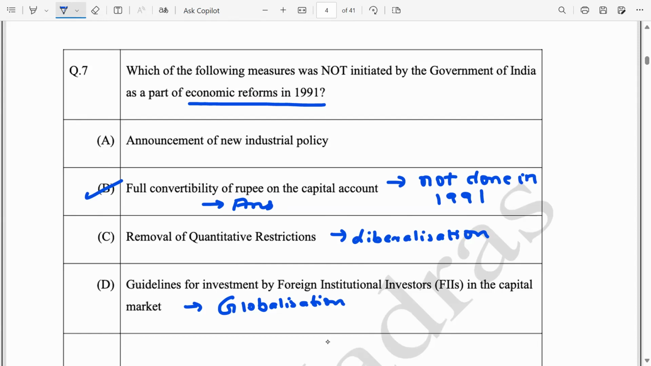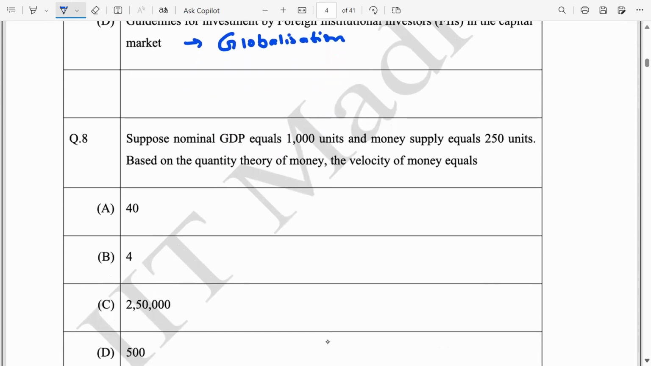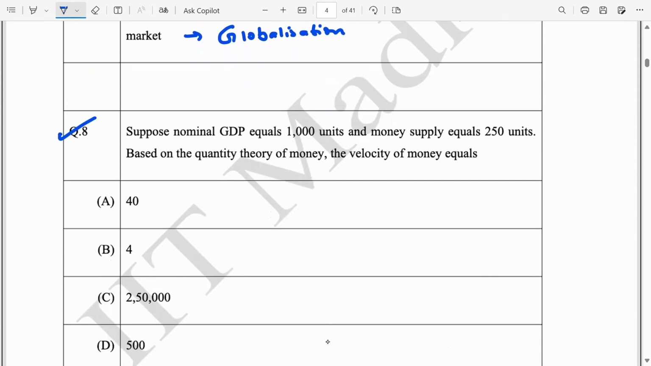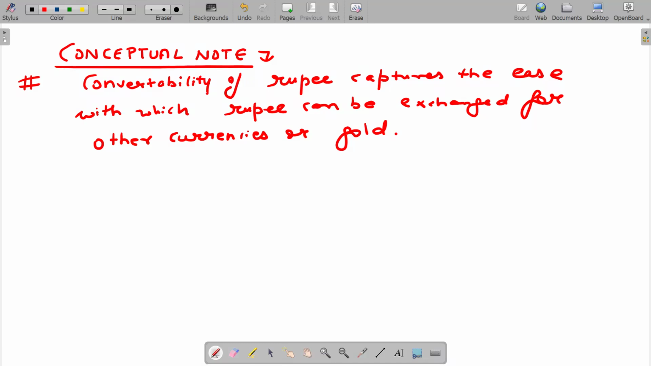So this was question 7, part B. This is my answer. Okay, moving forward to question 8. Suppose the nominal GDP equals 1000 units and money supply equals 250 units. Based on the quantity theory of money, what is the velocity of money? This is something which I have covered in my lectures in the introductory macroeconomics course, in my lectures on quantity theory of money. So if I quickly come to the whiteboard, let's look at question number 8.